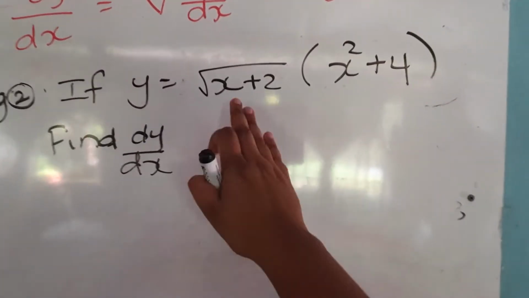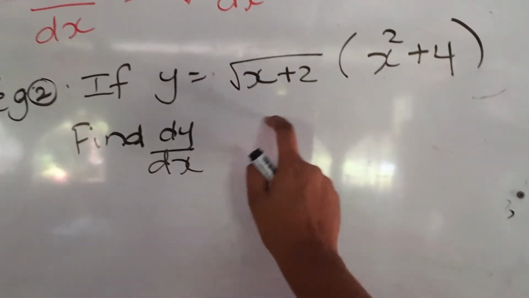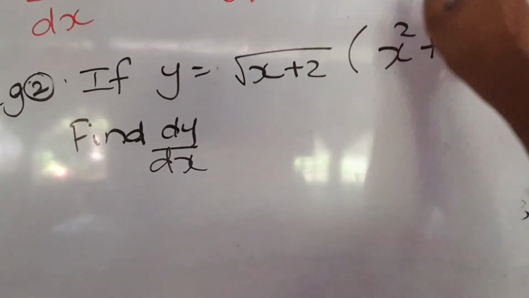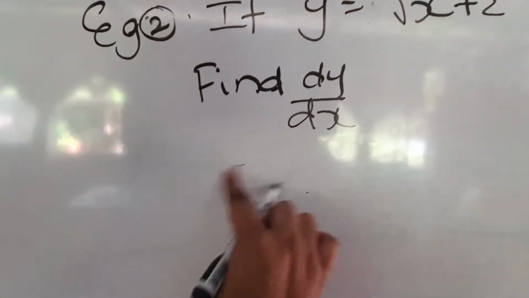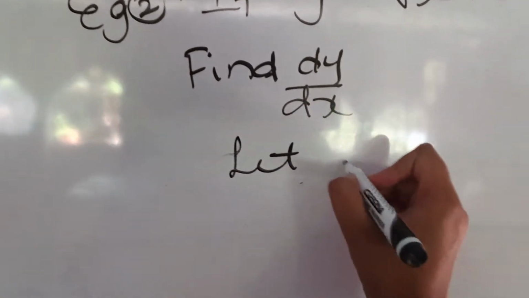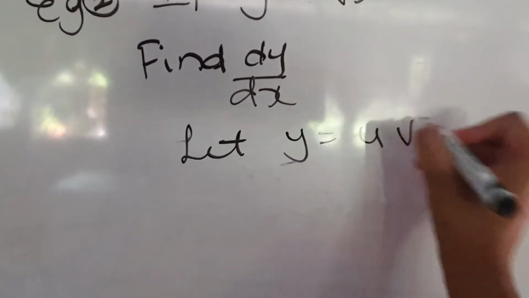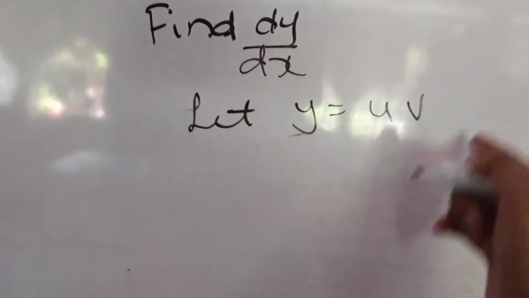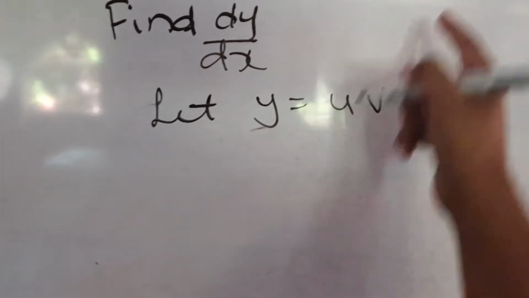Okay, so clearly here we see what u and v is, right? U comes like this here and v is this one here, right? So let y equal to uv, right? So we always start like that. Then you write down exactly what u is and what v is, right? So u is this one, v is this one, right?